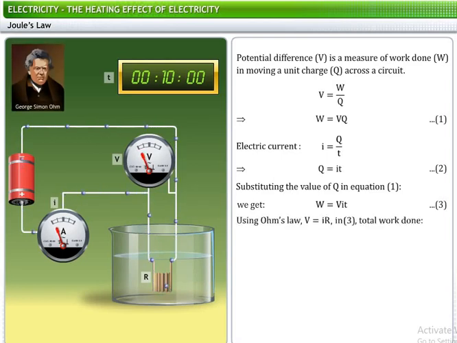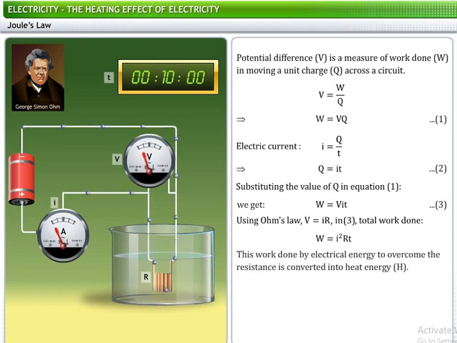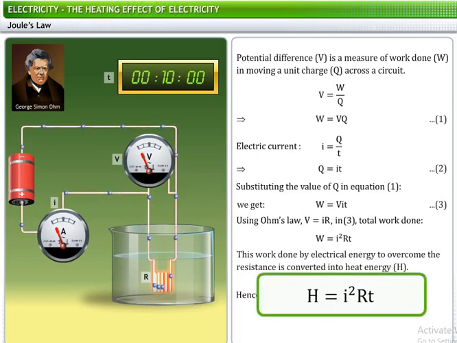Now let's use Ohm's law, V is equal to IR, in expression 3, to get the formula for the total work done by electric current. The total work done by electric current, W, is equal to I square RT. This work done by electric current to overcome the resistance of a conductor is converted into heat energy, which is represented by H. Hence, H is equal to I square RT.